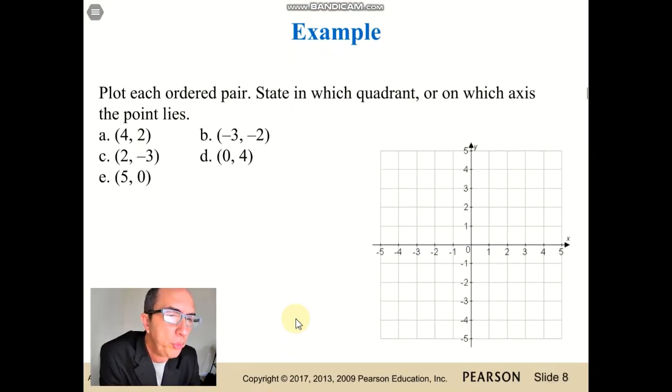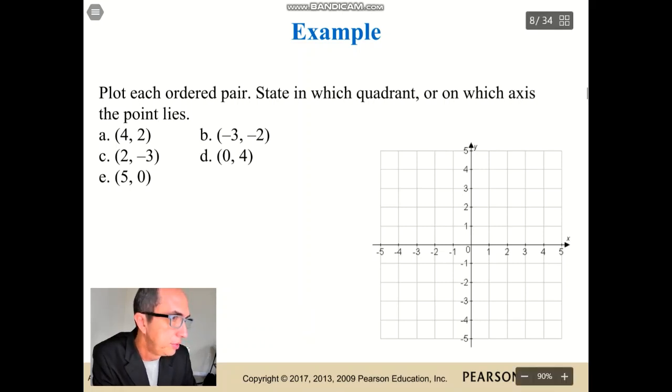Now, here are a few points that you can work by yourself. You can pause the video, try by yourself, and then when you finish you play the video again. Pause now. Now let me show you where to plot these points. Let's check if you did a good job.